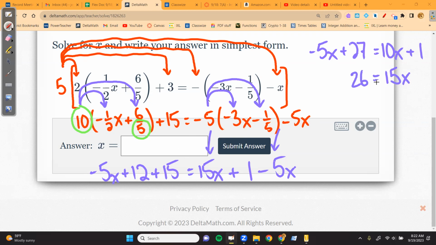This is where we'll get to soon, where you stop showing all the work, right? You see yourself adding 5x. You know you're adding 5x. You own that you're adding 5x. Subtract 1, and then we divide by 15, and x equals 26/15. Final answer.